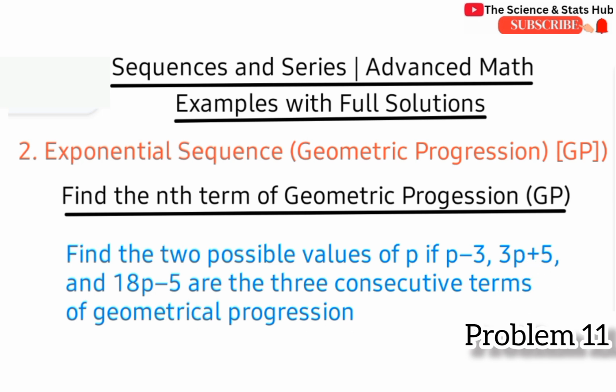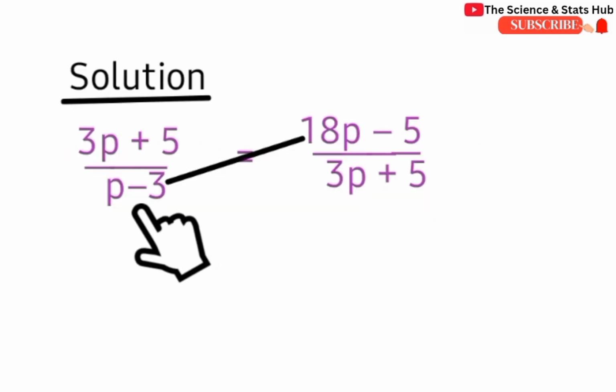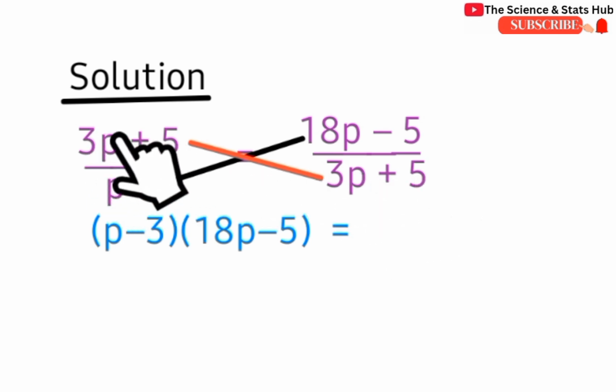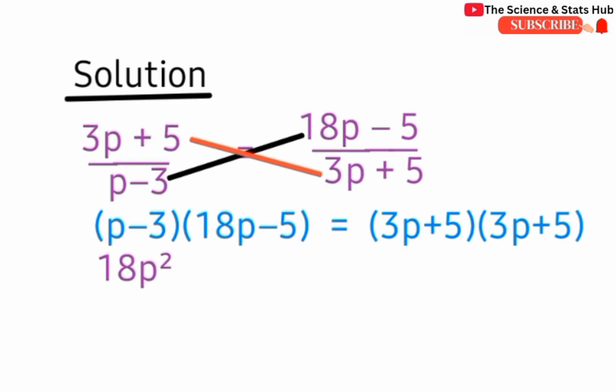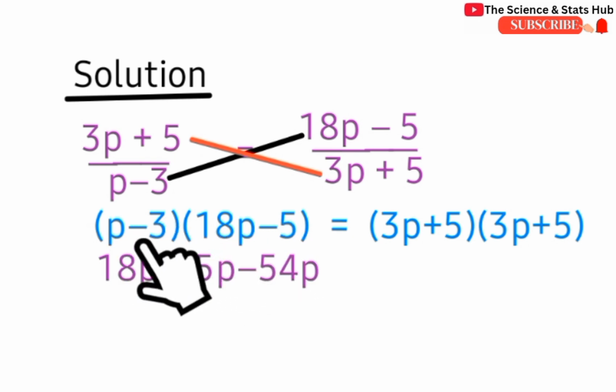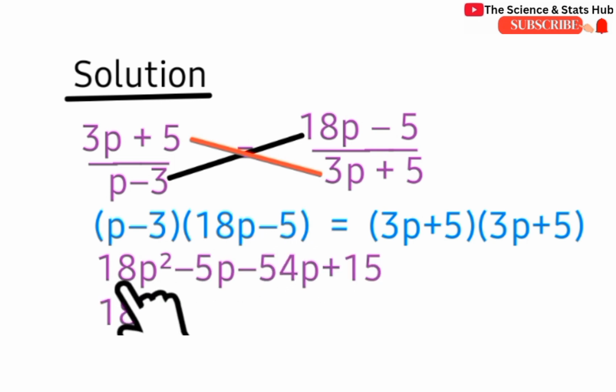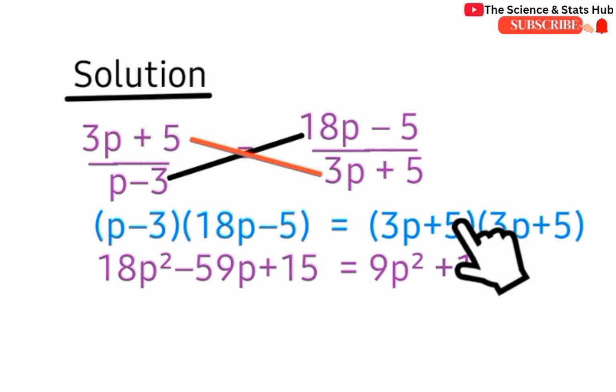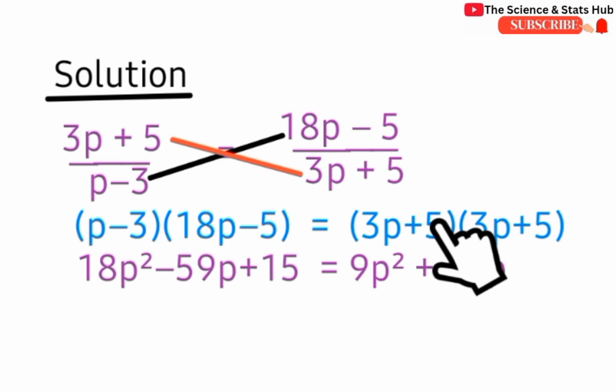then 3p plus 5 divided by p minus 3 equals 18p minus 5 divided by 3p plus 5. Cross multiplying: p minus 3 multiplies 18p minus 5 equals 3p plus 5 multiplies 3p plus 5. p multiplied by 18p. p multiplies negative 5. Negative 3 multiplies 18p. Negative 3 multiplies negative 5. 18p square, negative 5p plus negative 54p plus 15. 3p multiplied by 3p. 3p multiplied by 5. 5 multiplied by 3p. 15p plus 15p, and 5 multiplied by 5.